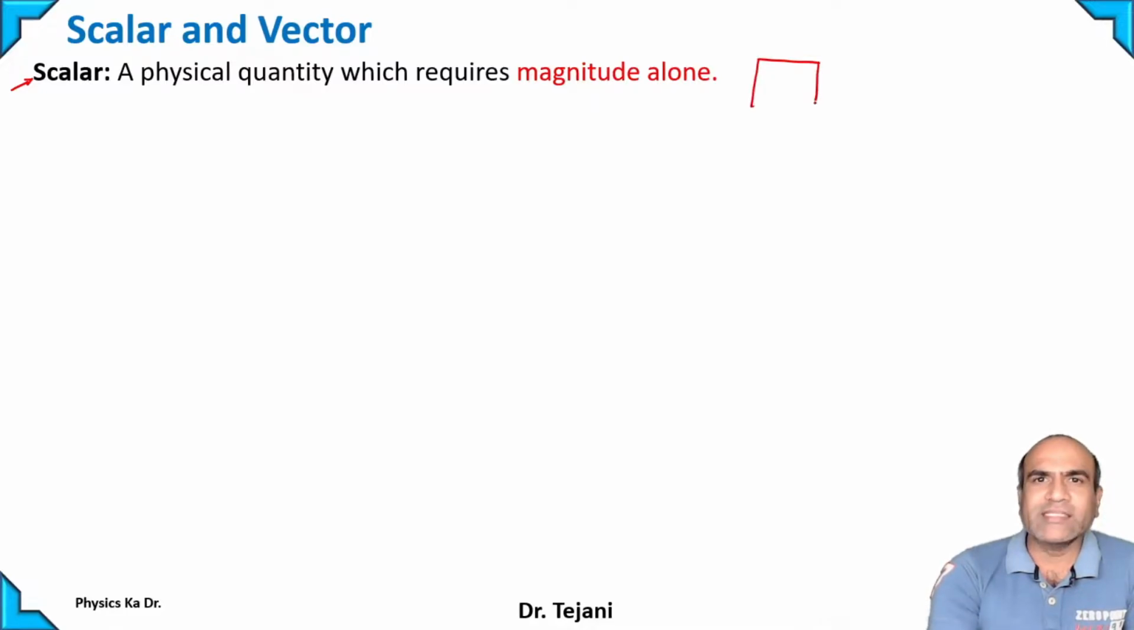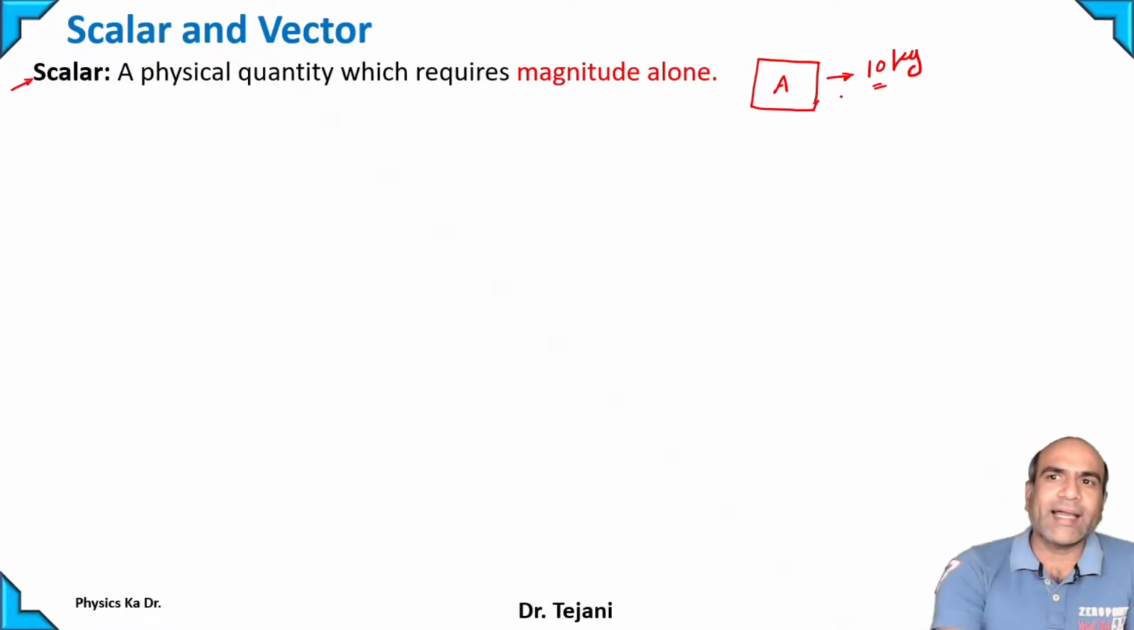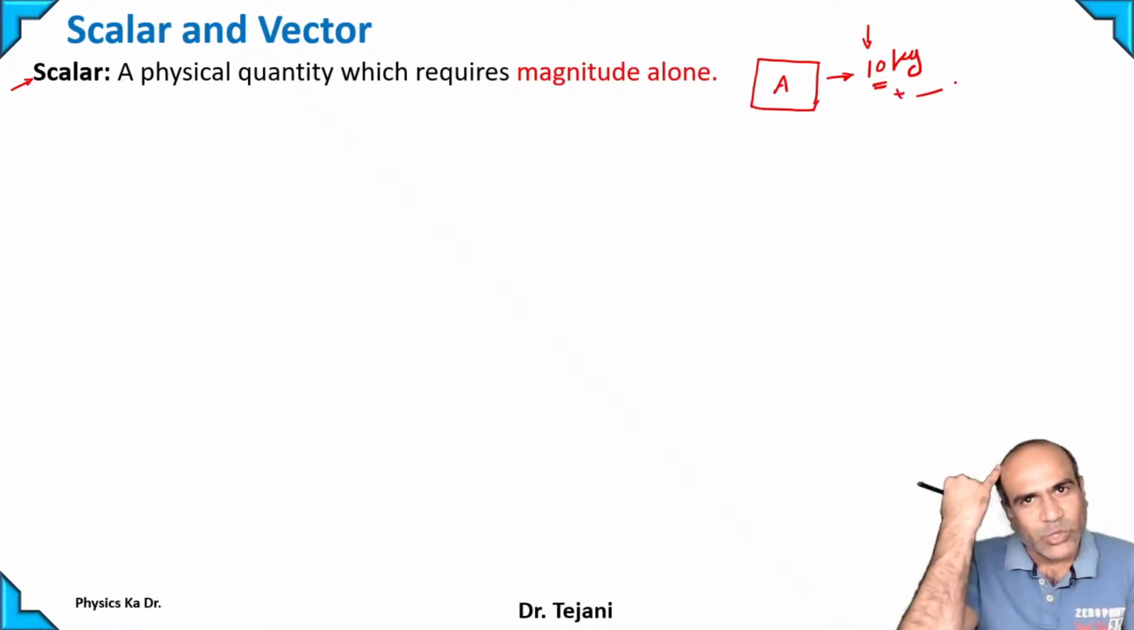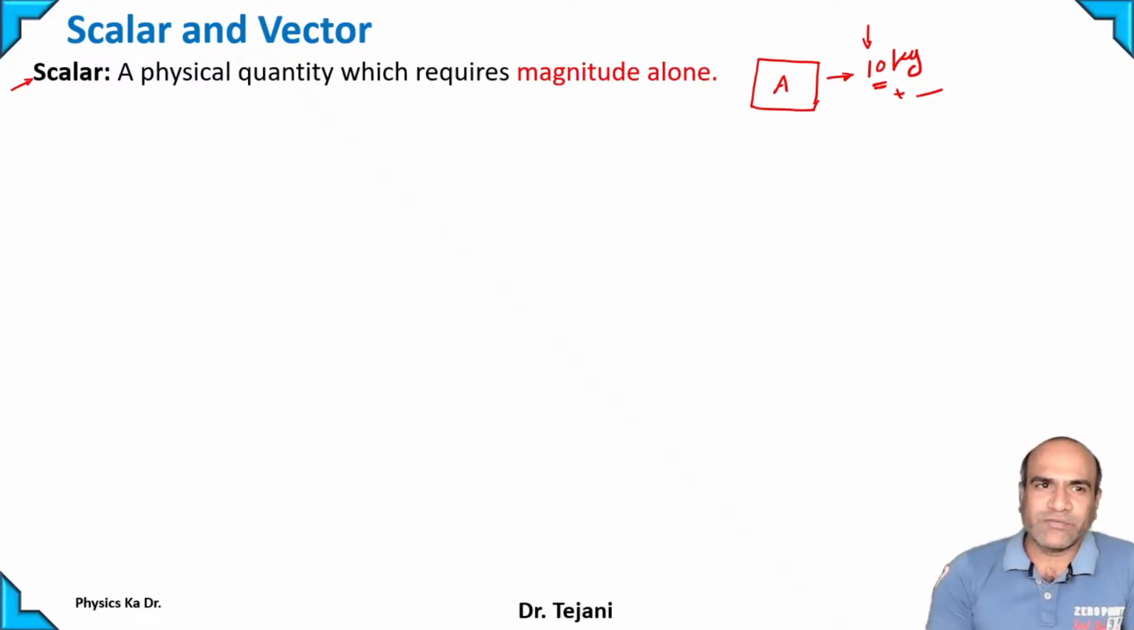I have a product inside a box, and this product name is A, and it is having mass 10 kilogram. So here, to show its physical quantity, what I required, I just need a number, which is a magnitude, 10 kilogram, plus its unit. So these two are sufficient to show a scalar quantity. I do not need a direction. If we specifically say about scalar, we don't need any direction.